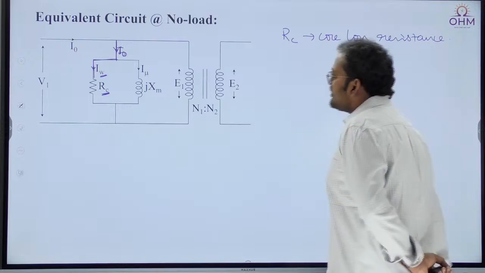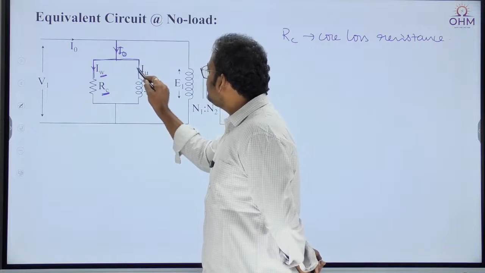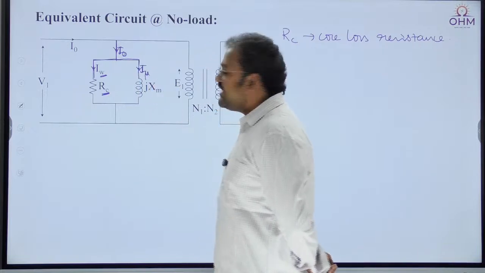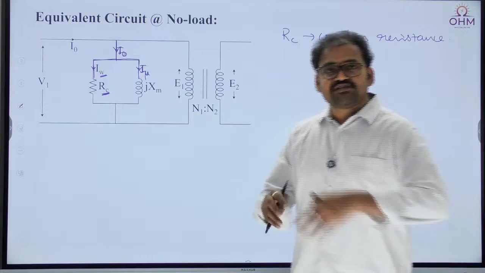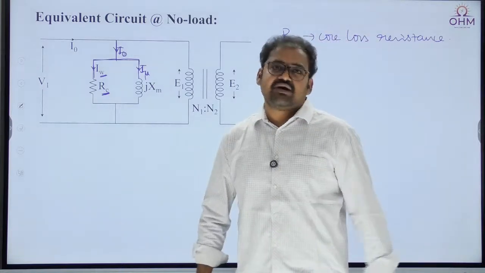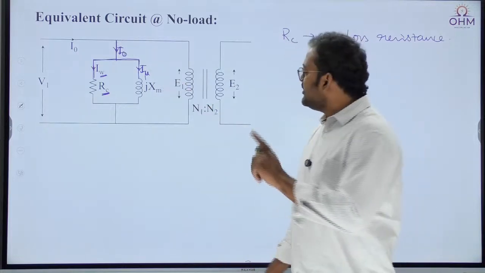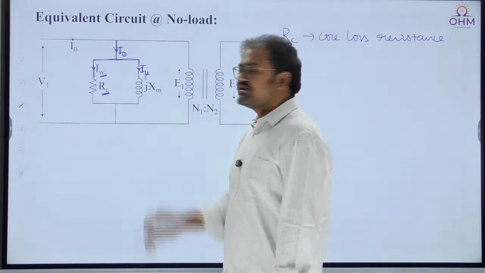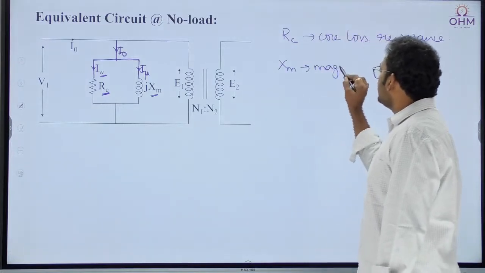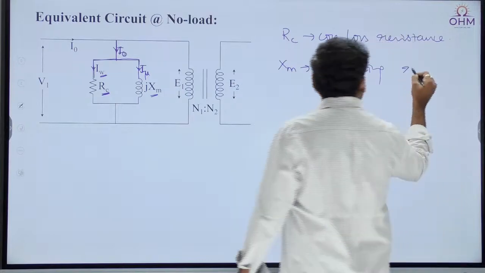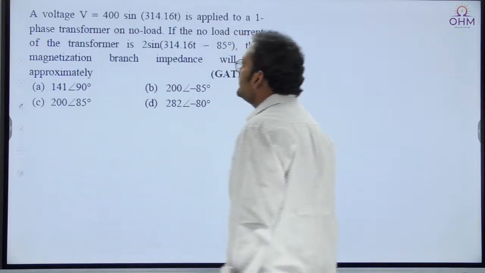Why is only a resistance used? Because IW is a purely active component. The other current is I mu, a purely reactive component, lagging the voltage by 90 degrees. That means it is a purely inductive component. If it were leading the voltage by 90 degrees, it would be a capacitive component. But here I mu was lagging the voltage by 90 degrees, therefore it is purely inductive. That's why an inductor is used, and we call it the magnetizing reactance. So let us discuss both of them separately.